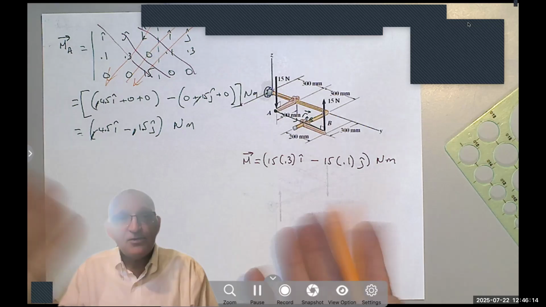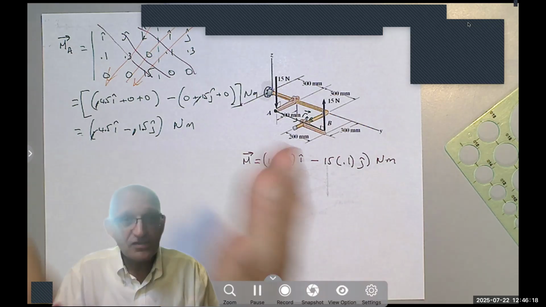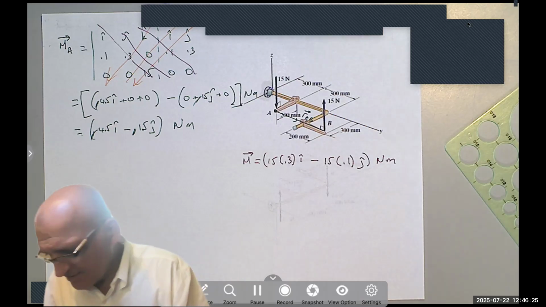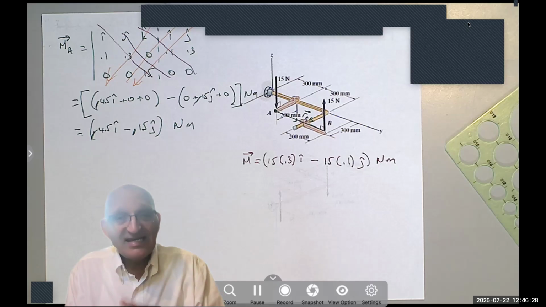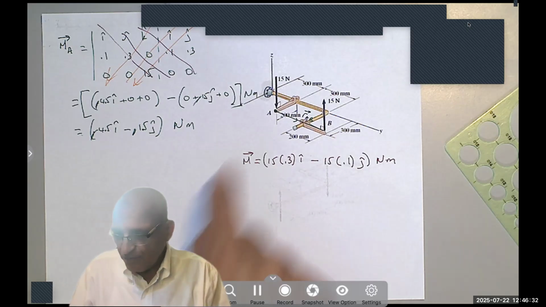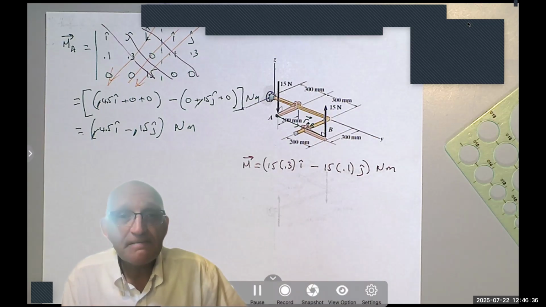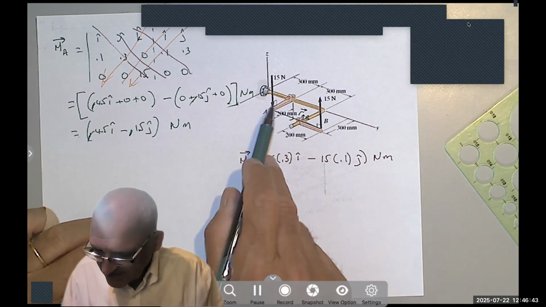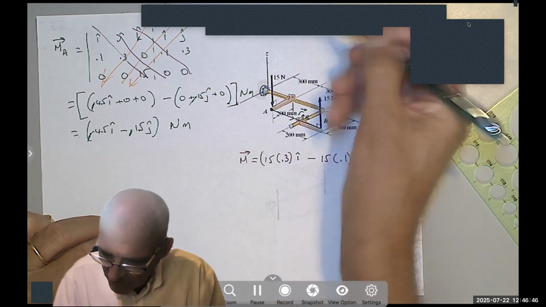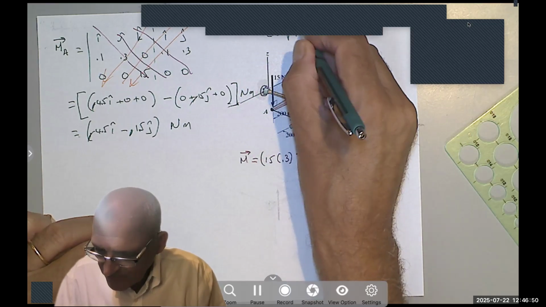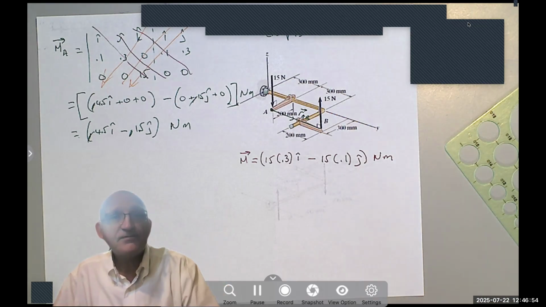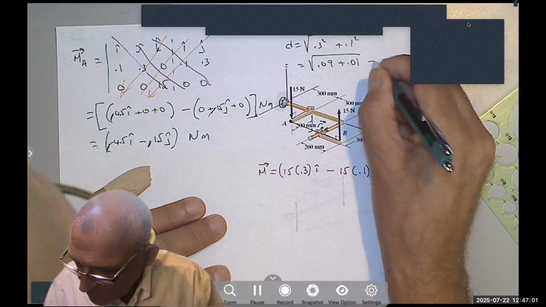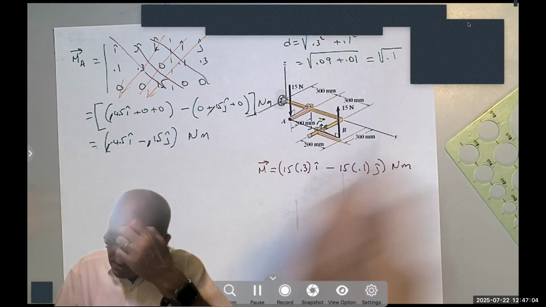Now, you see, we can do it even by just looking when the forces are parallel to the x, y, or z. Even if they are inclined, I can break them into forces parallel to the x, y, and z. As I mentioned last time, sometimes we tell you, can you find the perpendicular distance between the forces? Yes, I can do it geometrically. I know that this distance is 0.3 and this distance is 0.1. So distance equals the square root of 0.3 squared plus 0.1 squared. It's that simple, right? So it's the square root of 0.09 plus 0.01 equals the square root of 0.1.